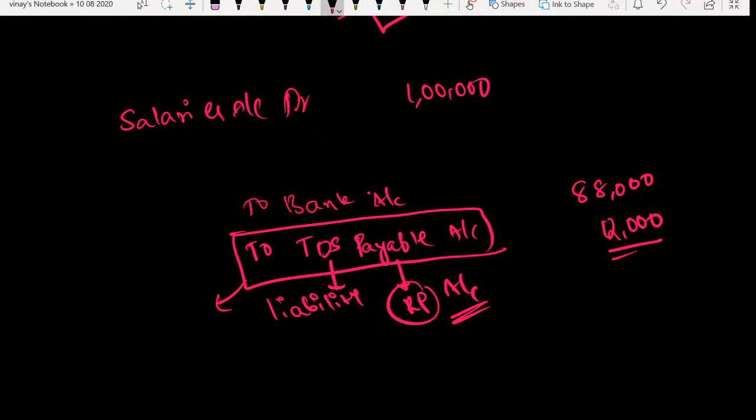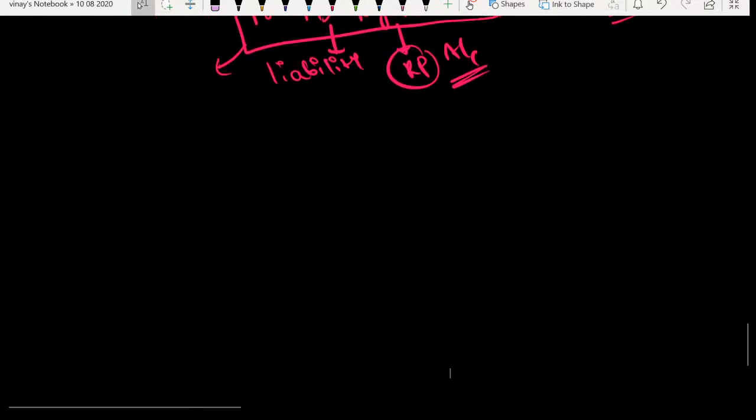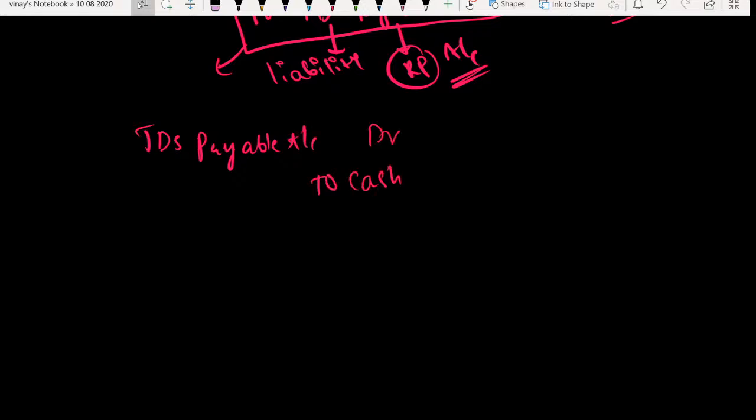Most of the people try to show TDS payable in the profit and loss account, but remember one thing: TDS payable will not appear in the profit and loss account. It should appear in the balance sheet on the liability side. So as soon as you make the payment to the government, we will pass an entry: TDS payable account debit to cash or bank account.